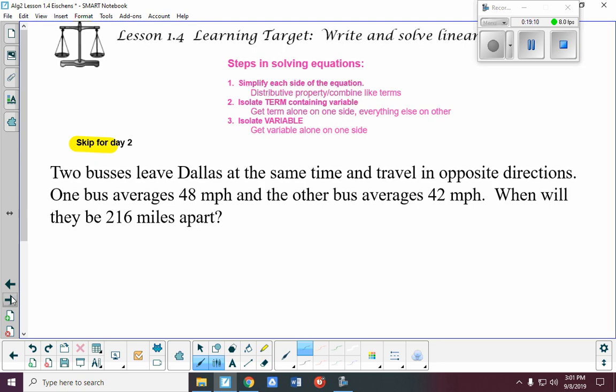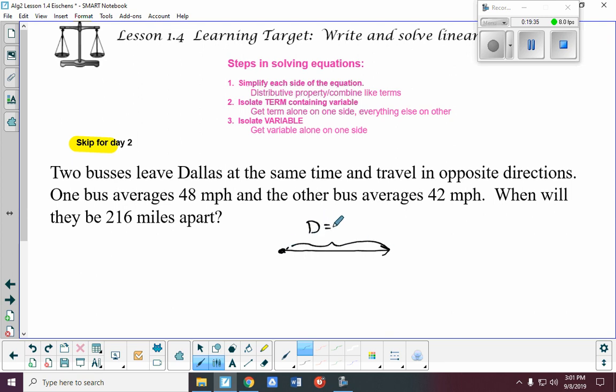All right, let's do a distance type problem. 2 buses leave Dallas at the same time and travel in opposite directions. One bus averages 48 miles per hour, the other bus averages 42. When will they be 216 miles apart? It helps me to draw a picture when I do this. So we are at the bus stop. One bus goes one direction. So whatever this is the distance that it goes.